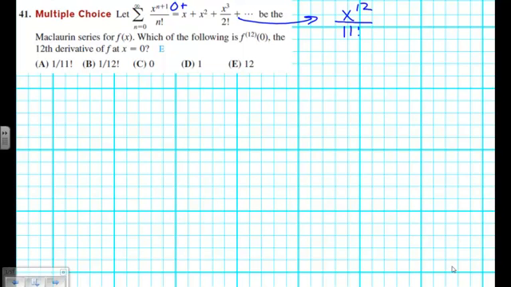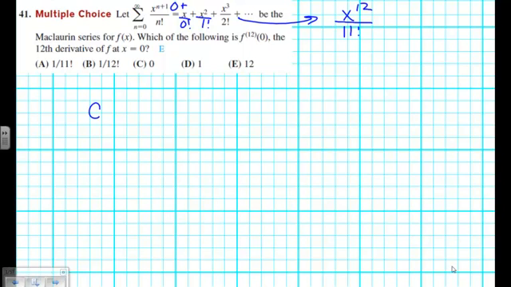Do you agree that out somewhere, wait, let me finish. Do you agree that there's a term out there that's x to the 12th divided by 11 factorial based on what you're seeing here? Yes, probably. Okay.